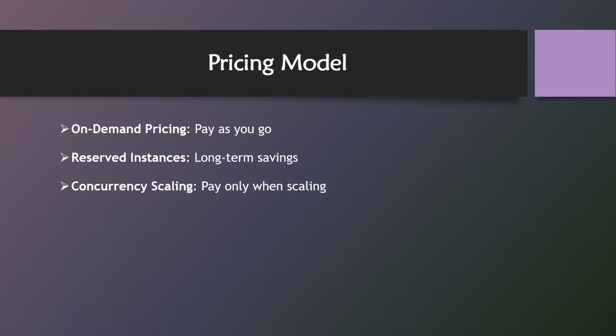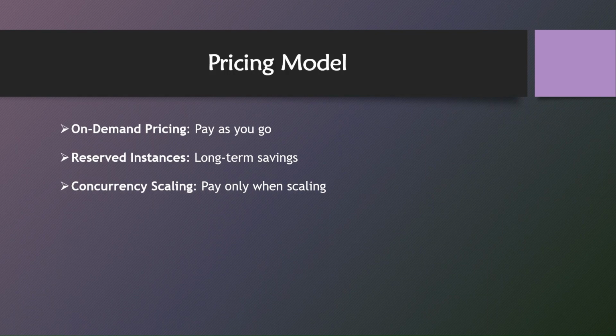The benefit of concurrency scaling is that it provides the flexibility to handle unpredictable query loads without over-provisioning resources continuously. So these pricing options offer flexibility, scalability, and cost efficiency, allowing businesses to choose the best model that aligns with their needs and budgets. So these are the topics of AWS Redshift. I'll cover all of that in the theoretical part.